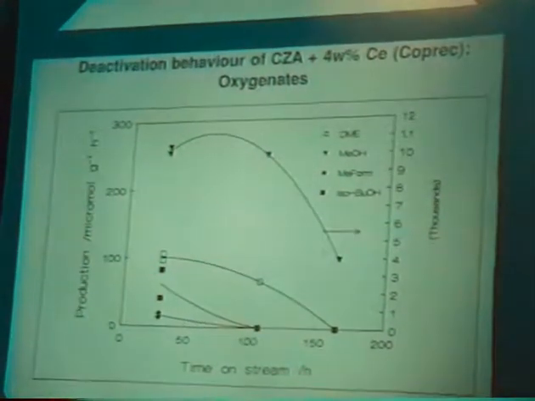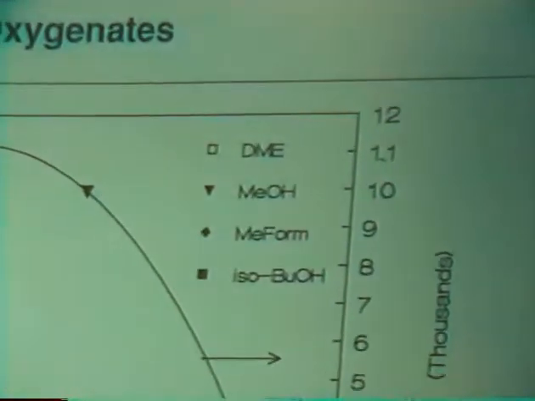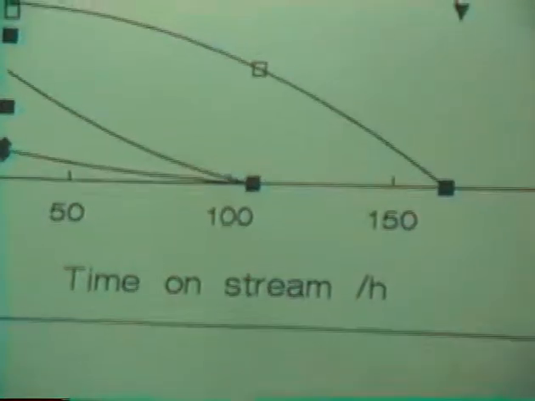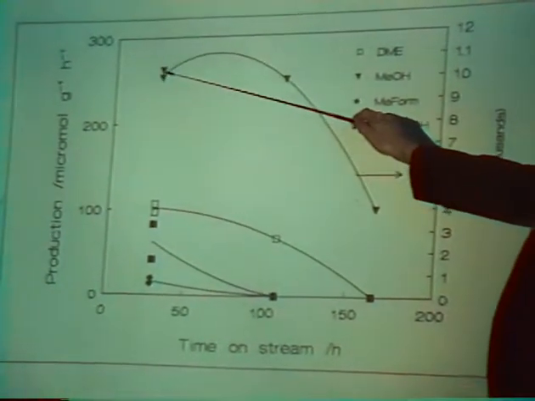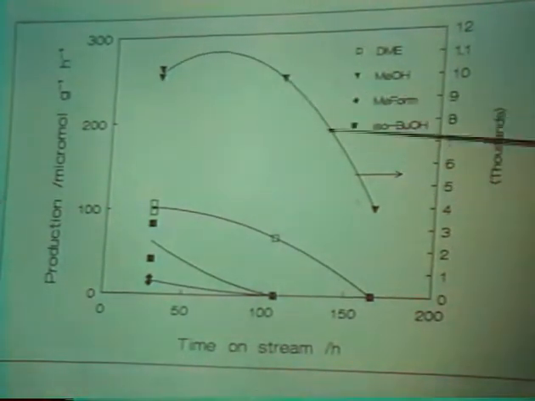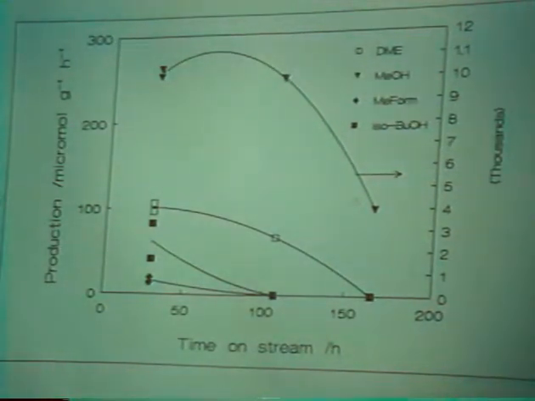Now, here are some results fairly typical of the sort of things that we were able to measure, the behavior as a function of time on stream. And this is for this high weight percent of cerium. You can see that the catalyst at this particular set of conditions deactivates considerably. Initially, the methanol concentration is roughly constant, I should say, and then begins to decrease with increasing time on stream.